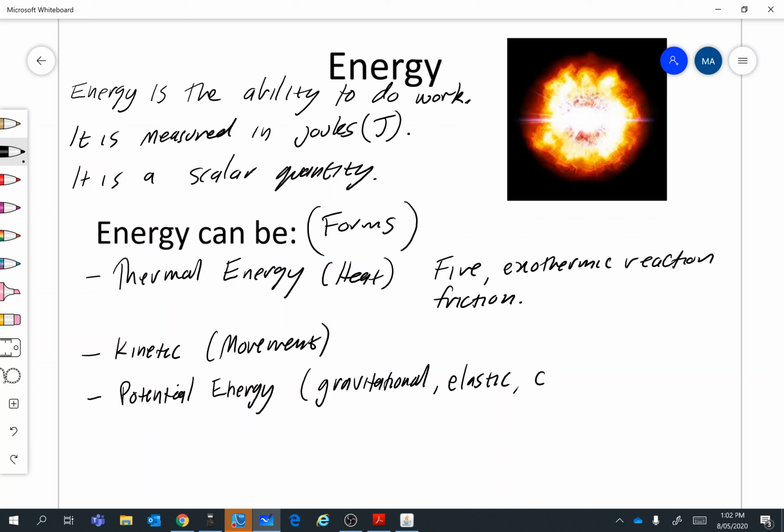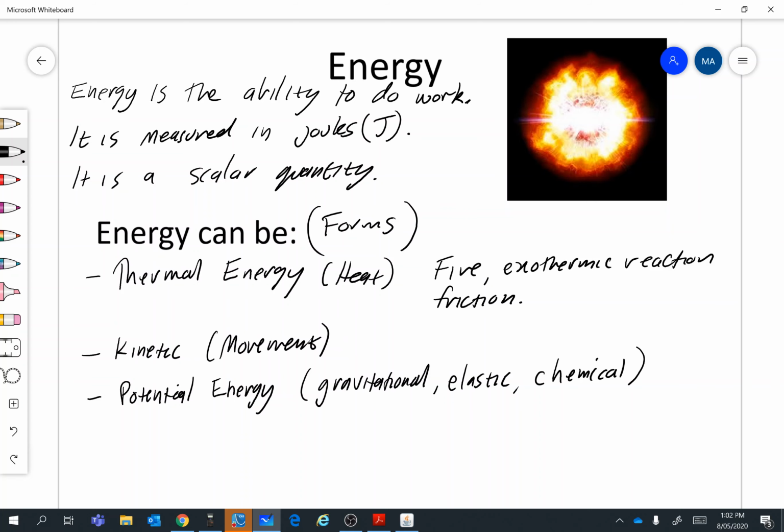Similarly with chemical potential energy, so we can have chemical potential energy in your muscles, within food, within petrol. There is chemical potential energy, and when a chemical reaction occurs, that energy can be released.